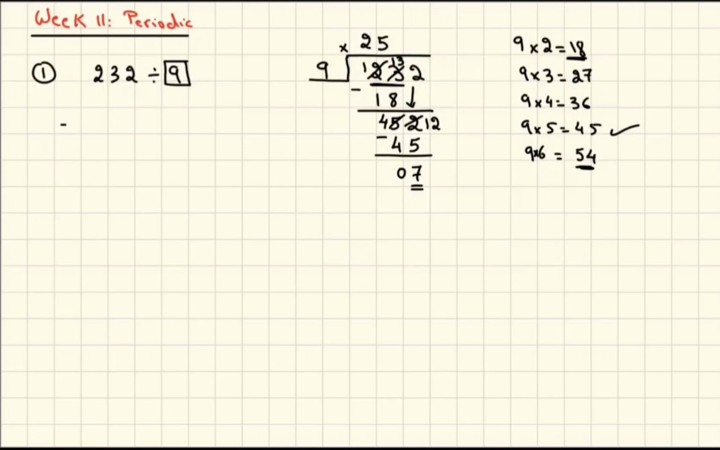Now what will be our answer? It will be the quotient, which is 25, and the remainder is the 7, so I will write 25, remainder 7.